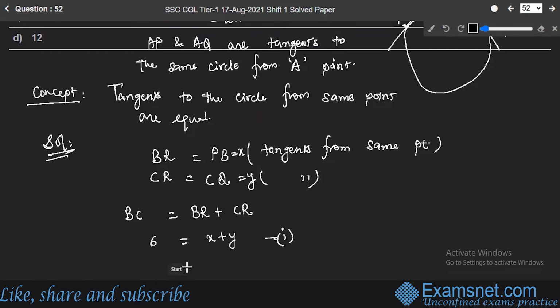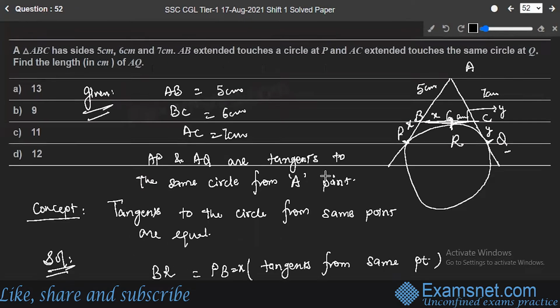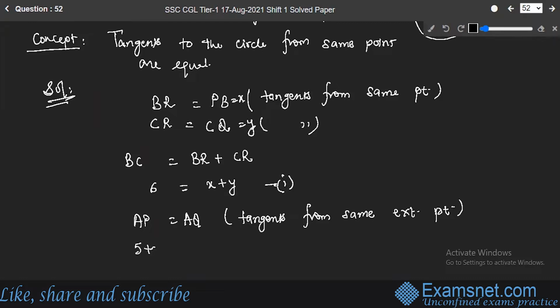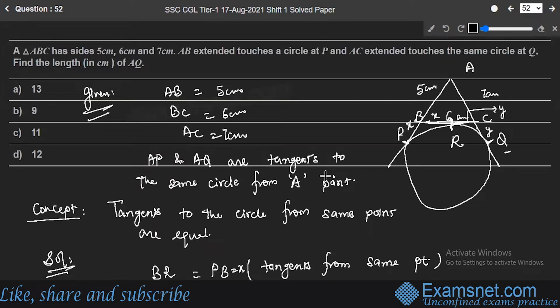Also, what else you have is AP is equal to AQ. Reason same, tangents from the same external point. Right? So that means AP was what? AP was 5 plus X and AQ was 7 plus Y. See, we assumed this much portion to be X, this is 5 and this is 7 and this is Y.